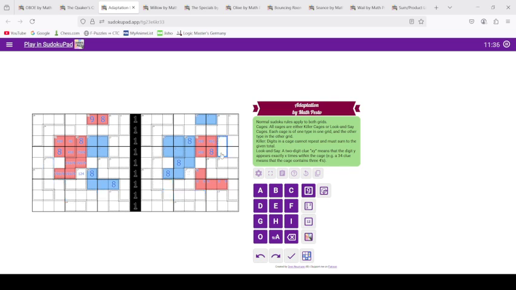1, 3, or 13. 13 can be 9, 4. It can't be 8, 5, or 7, 6 over here. So either we have 9, 4 here, or this can't be 8, 5, or 7, 6, so this would have to be 9, 4. So one of those is a 9, 4, the other one is a 3.